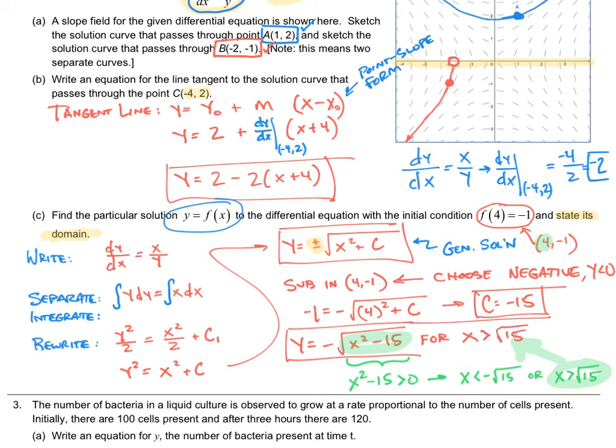Now this problem is done. Boy, that seemed pretty easy up until that last piece where we had to specify its domain. Okay, let's now move into the last problem here.